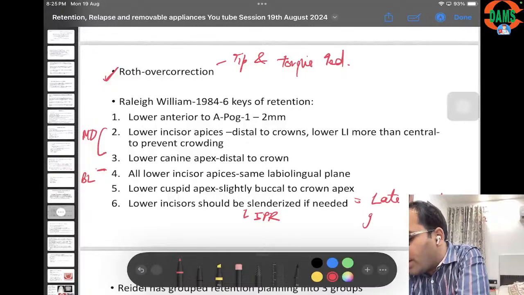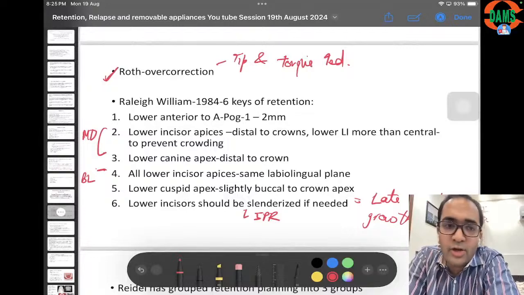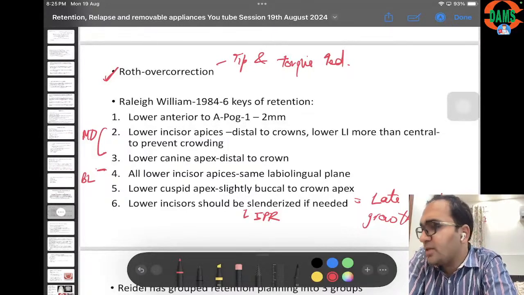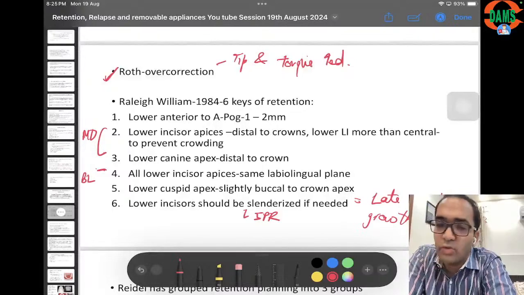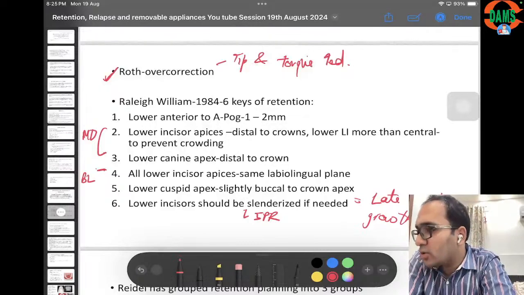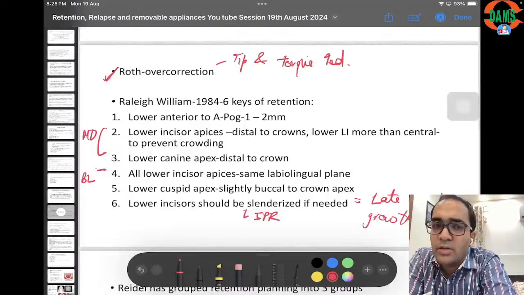Please note, it should not be done in all the cases. Based on our diagnosis and treatment plan, this IPR is done. It is recommended to do slight IPR post treatment, so that if the late mandibular growth occurs, there is less chance of lower incisor crowding.